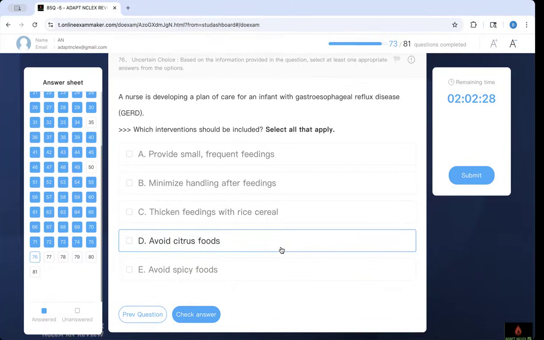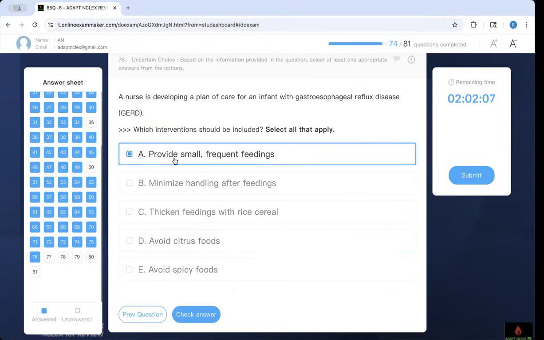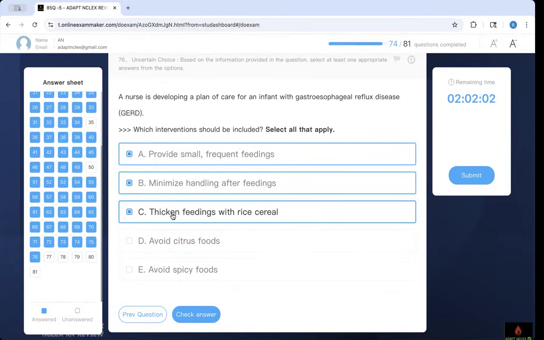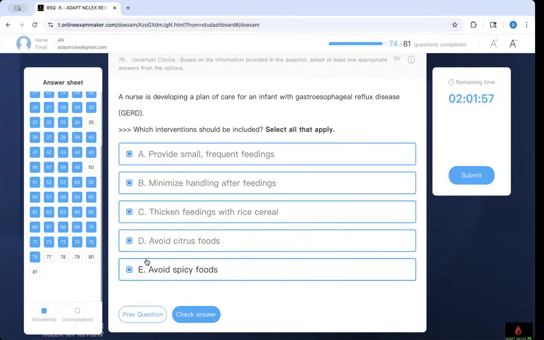And then which intervention should the nurse include? Sometimes you have to thicken their food with rice so that it will be easy for them to swallow, and then they don't reflux. It's a kid. And then you should minimize handling them after you feed them so that they don't reflux. And you should provide small frequent meals at a time. So small frequent meals, minimize handling them, thickening their food with cereal because it's a kid, and they should avoid citric food and spicy food. All of this is appropriate to include in the plan of care for a kid.